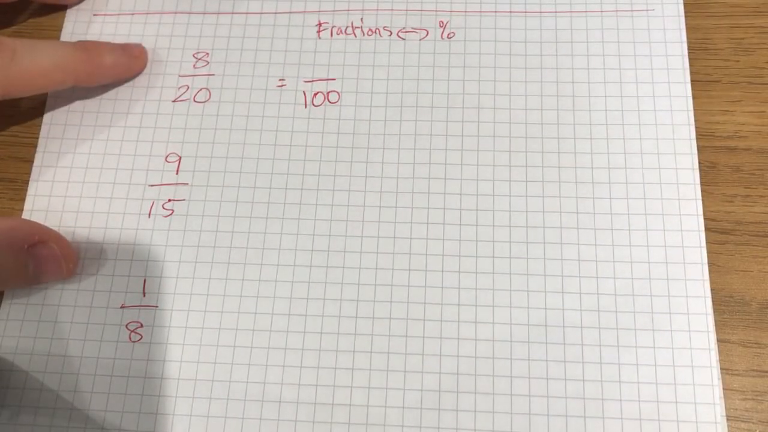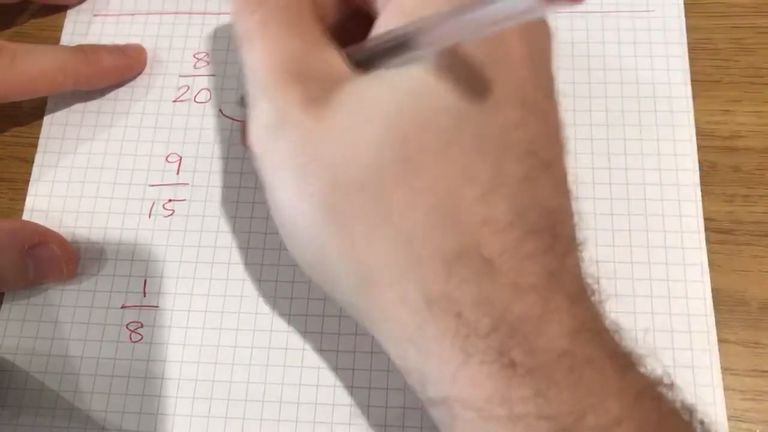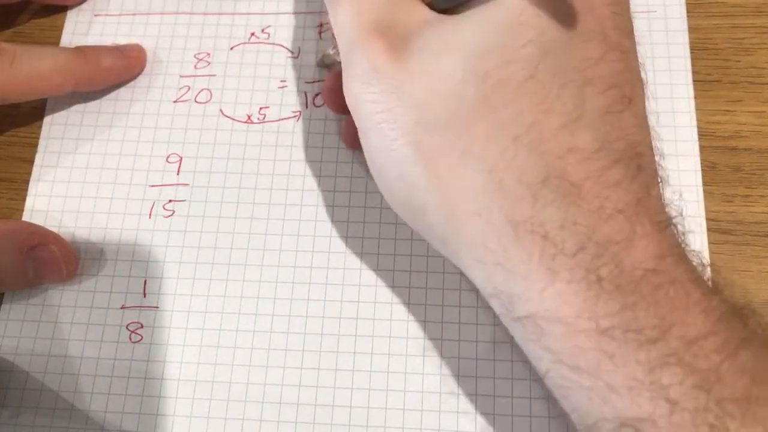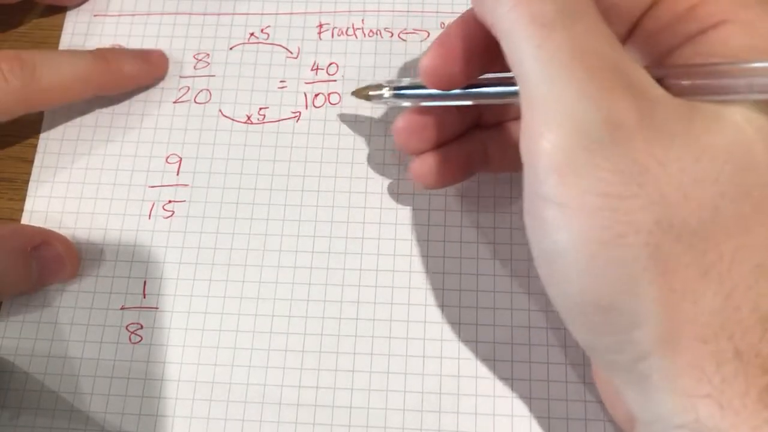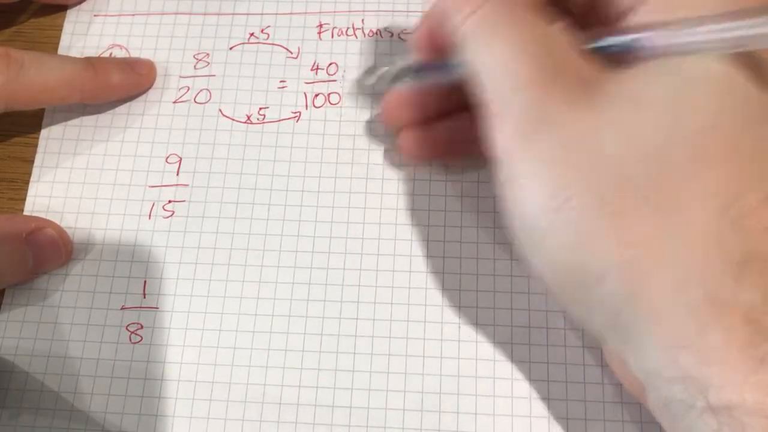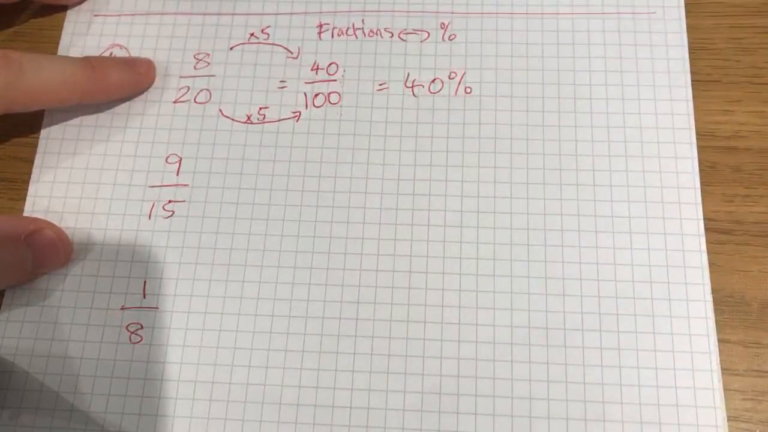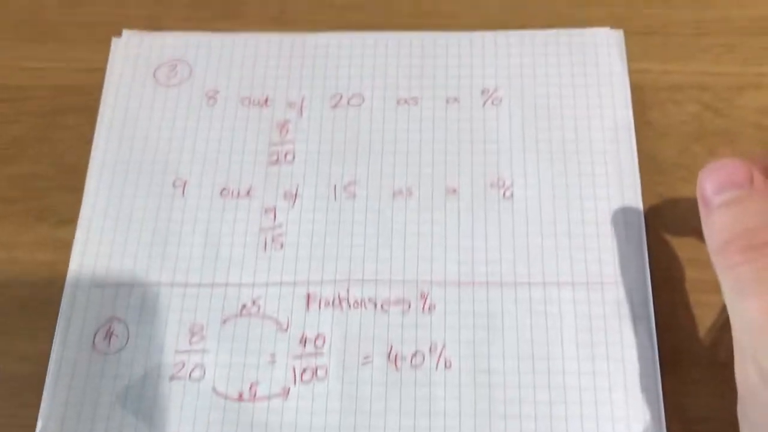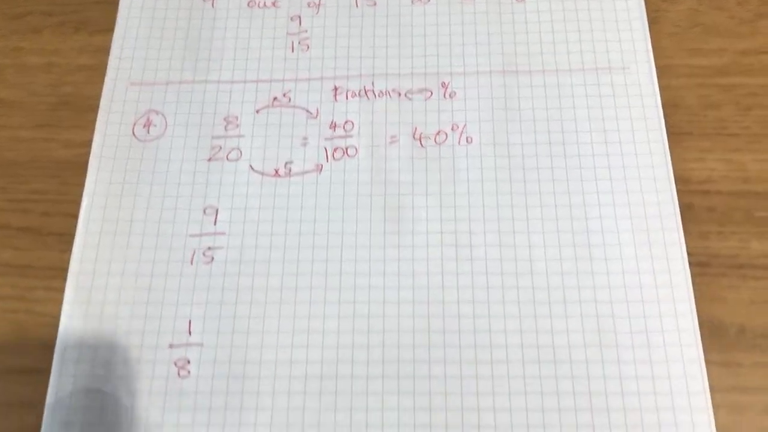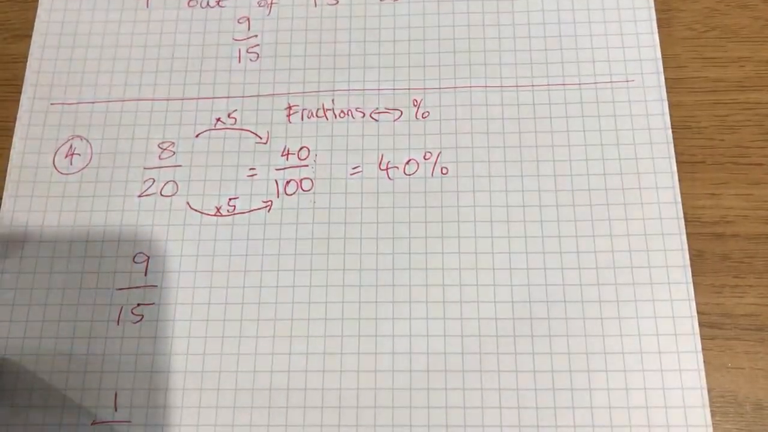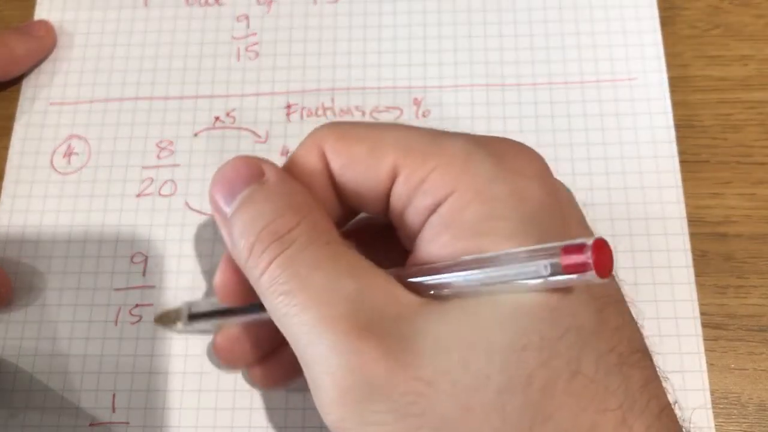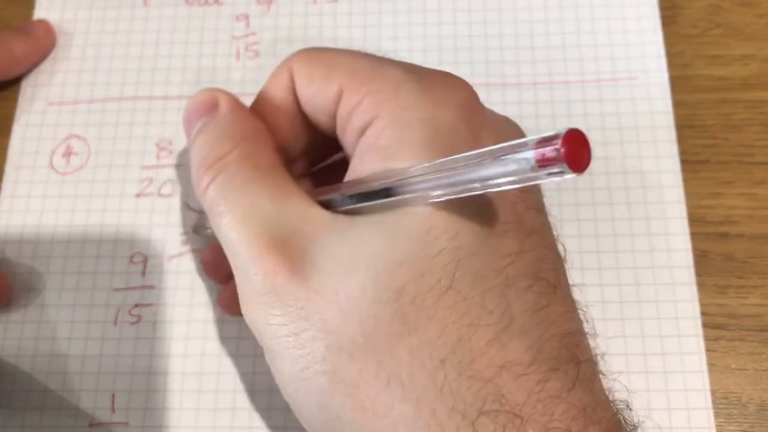So I want something out of 100. I'm going to use what I know about equivalent fractions. I know that if I times 20 by 5, I can get 100 on the bottom. So I'm going to times the top by the same thing. That means that this is equivalent. 40 out of 100 is the same as 8 out of 20, just written differently. 40 per 100, 40% means it is worth 40%. So that score earlier of 8 out of 20 would give you 40%. Okay. 9 out of 15, I'm going to do the same thing. Now, 15 doesn't go into 100, but luckily, actually we can simplify these. I'm going to divide them both by 3.